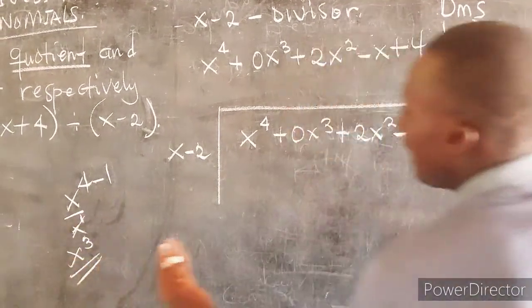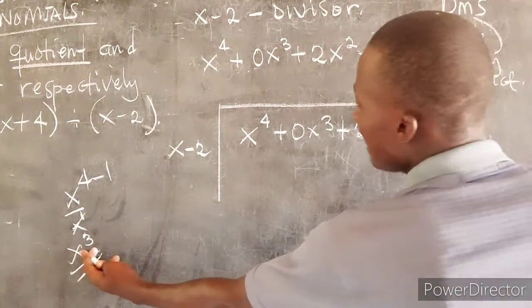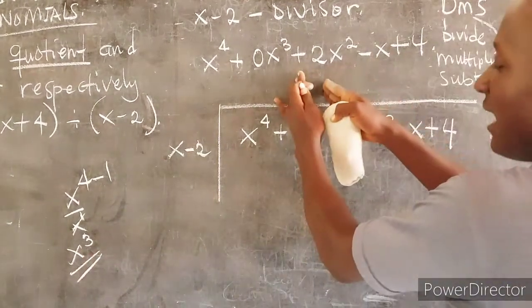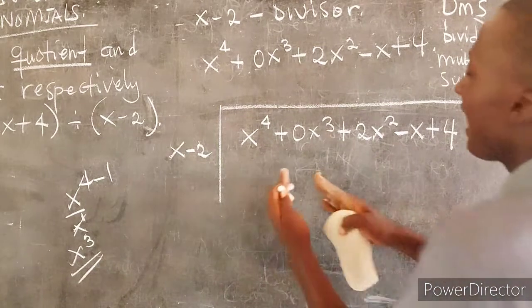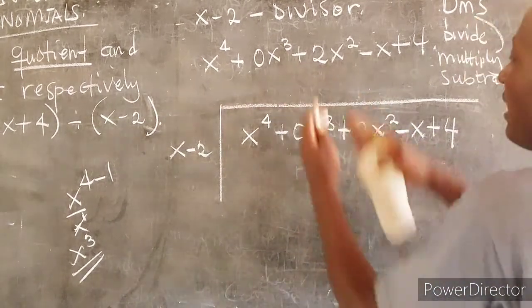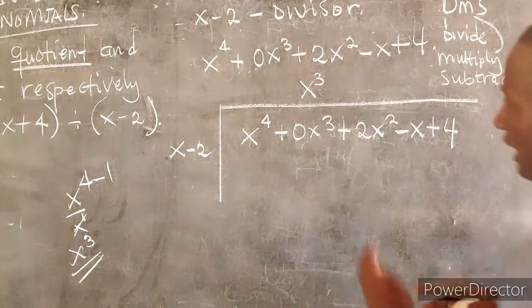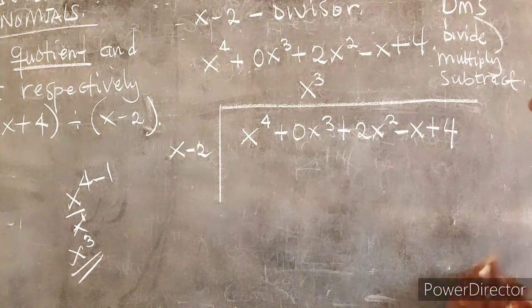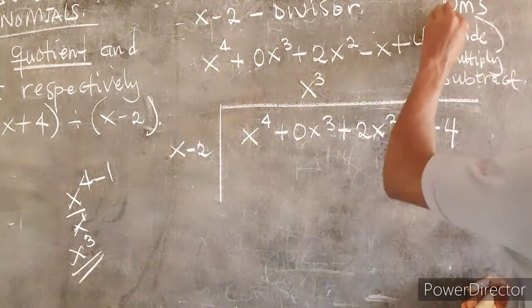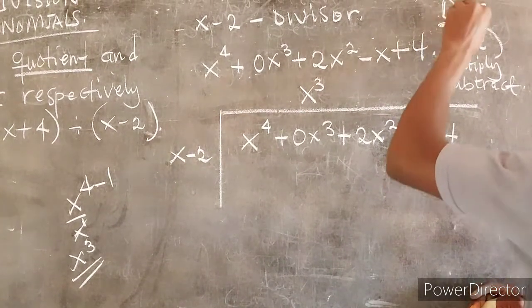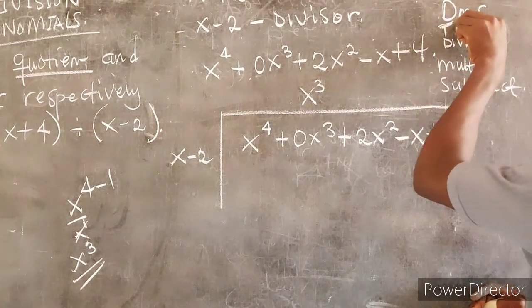So how do I do that? Where I see the s cubed, I place it on top, above the s cubed term in the dividend. So the s cubed comes here, one above the other. Now I have done the first step, which is divide, so I'm going to the next one, which is multiply.